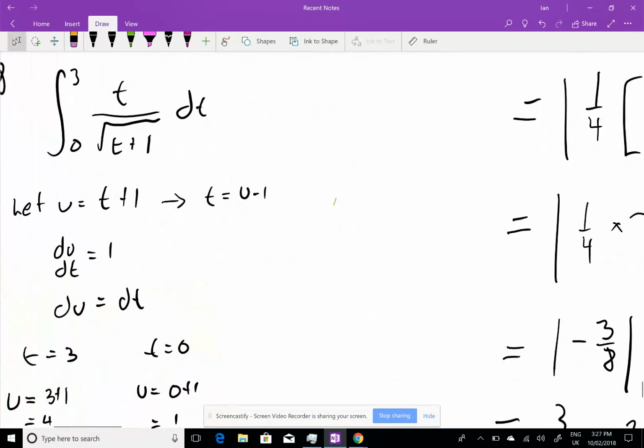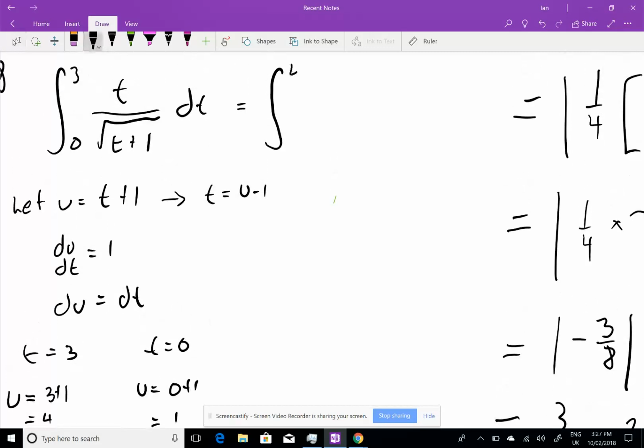So let's put all this in now. So we've got equals. All right. I'm going to change the parameters straight away from 4 to 1. I'm going to substitute that in for t. So I get u minus 1 on top of. Down here, I'm going to substitute that for u. So u to the half, u to the half down there. And it's all with du.